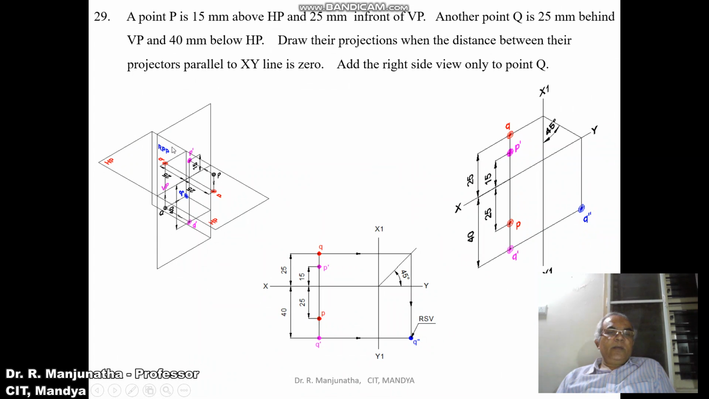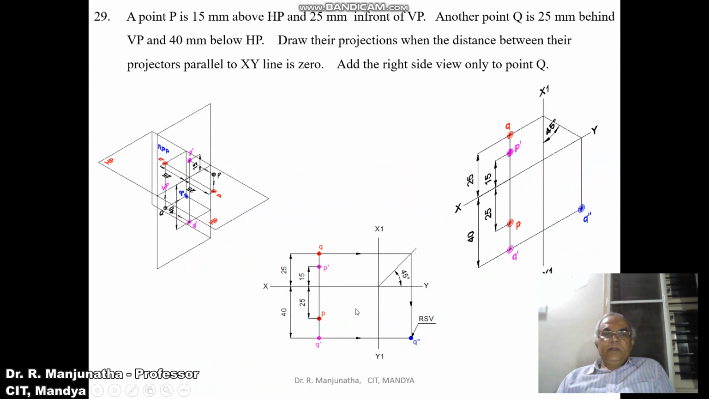So when you cut it and open it out, that right profile plane will come to the right side, and HP will go to the top. In the first quadrant, in the first problem, the P dash will be above XY line and P will be below XY line. When the HP is rotated to the top, Q will be above XY line and Q dash will be below XY line, and where you have Q dash on the same line, you will get this Q double dash. So this is how you will be able to get the analysis of the problem.